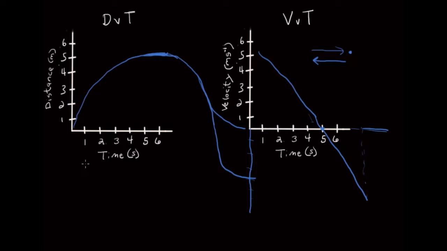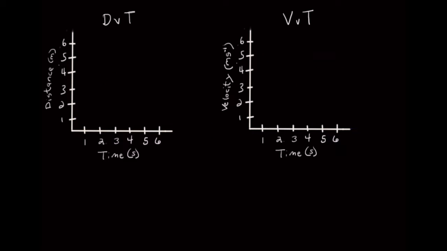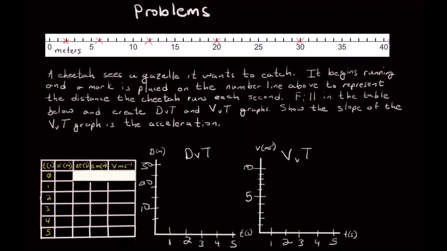All right, so let's work on this problem. A cheetah sees a gazelle it wants to catch. It begins running, and a mark is placed on the number line above to represent the distance the cheetah runs each second. Fill in the table below and create a distance versus time, dVt, and a velocity versus time, vVt graph. Show the slope of the vVt graph is the acceleration.